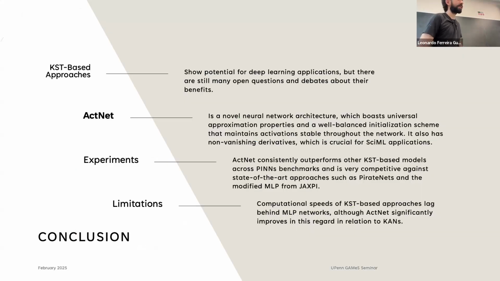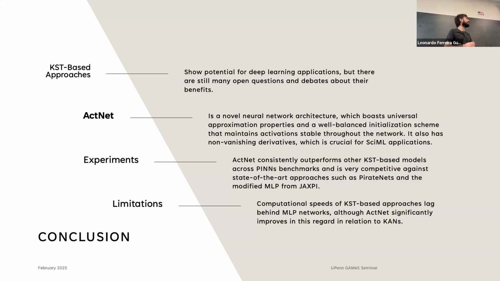And yeah, just as a very quick conclusion summary, I do think that these KST-based approaches have potential for deep learning. I don't know what all the possibilities are. I don't think it's necessarily going to revolutionize all of deep learning, but I do think there are interesting use case applications for it. I also talked about ActNet, which is a novel neural network architecture that has universal approximation, has a stable initialization that keeps the activations stable throughout the network. It also has good derivative properties, and our experiments do show that ActNet performs very well, particularly for physics-informed applications.